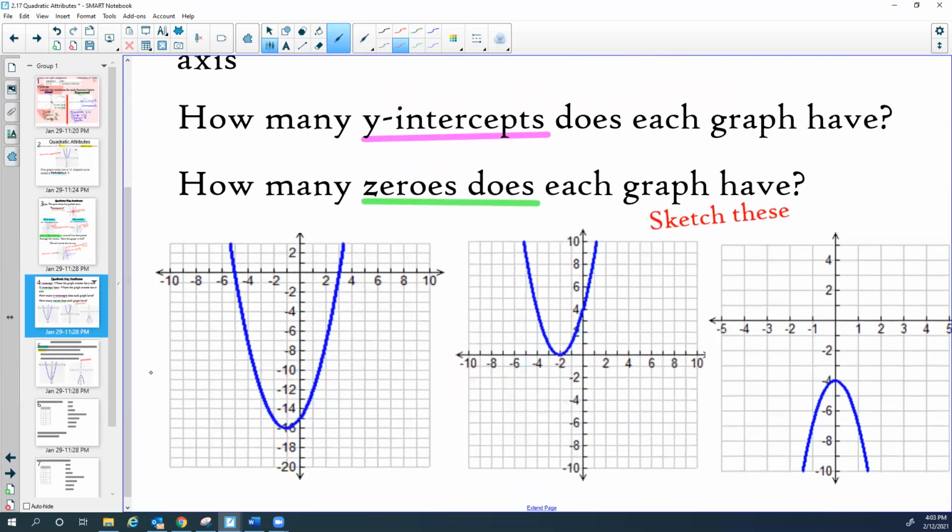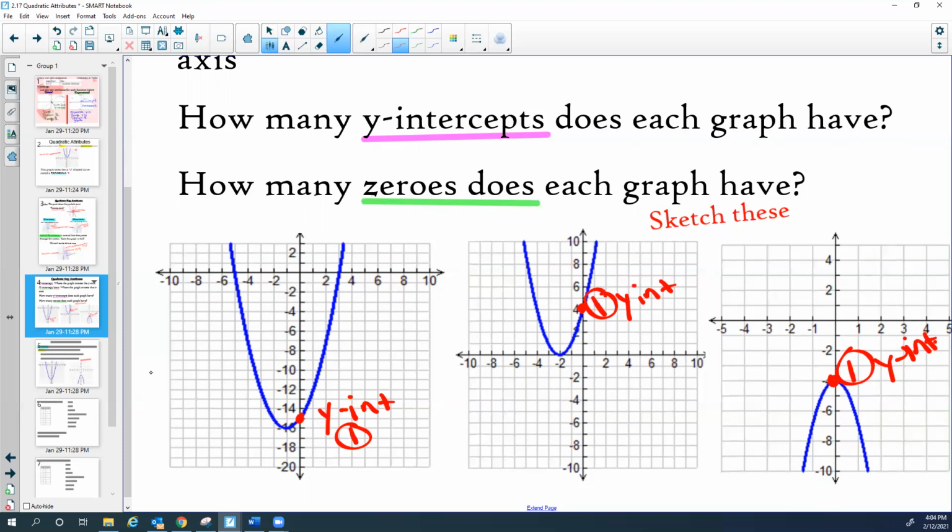Now, you want to sketch these graphs because notice how they're different. First off, looking at their y-intercepts. How many y-intercepts do they all have? Well, this first one has a y-intercept here. And so I see no other one. So this one only has one y-intercept. This one here only has one y-intercept. This last one here only has one y-intercept. So they all have one y-intercept. And that actually applies for all 3 of our functions that we've talked about.